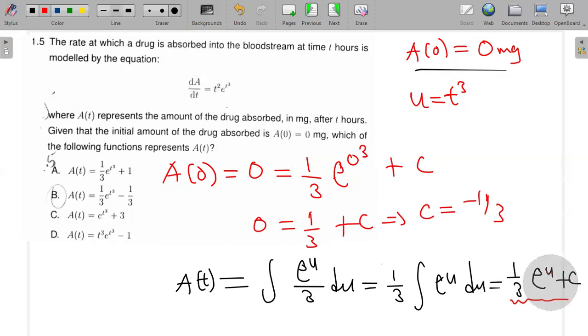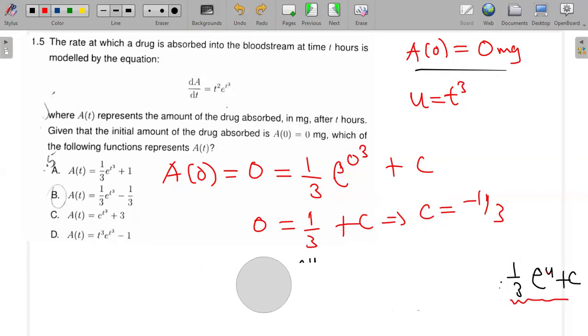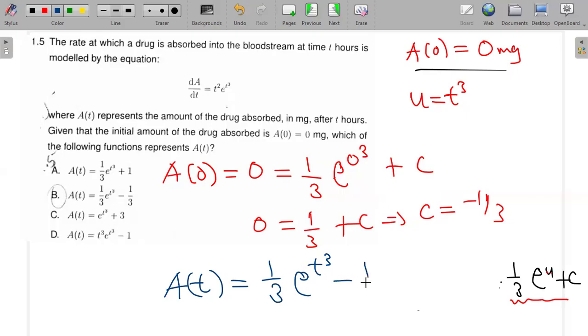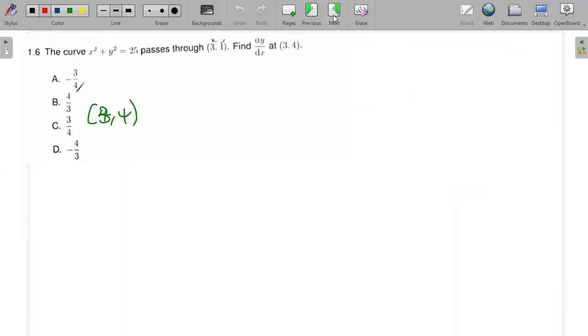So it means my A(t) will be equal to 1 over 3 e to the power t cubed, and then minus 1 over 3, because this is my c here. So I check for where I have such an answer. It is on option B. So I pick it as my answer. Okay, and then we go to question 6.